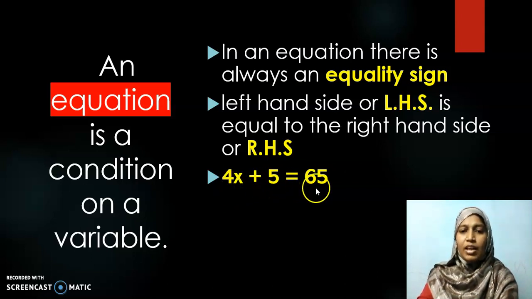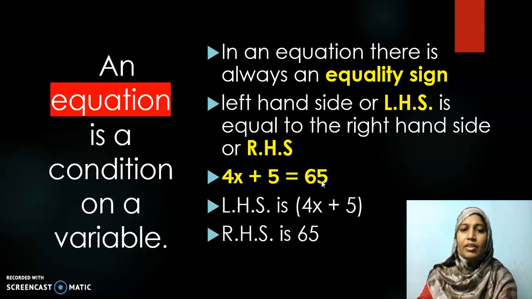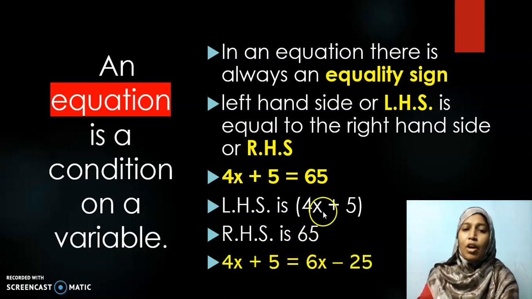Okay. Now it has two sides. Left hand side and right hand side. What is in LHS? 4x plus 5. What is there in RHS, right hand side? It is 65. Is it clear, my dear children? Now, it is not compulsory that the variable should always be on the left hand side alone. These variables, in the sense letters, can be on both sides. Here see an example. Here we have an equation. Here 4x is on the left hand side and 6x is on the right hand side. Here too I have a variable.